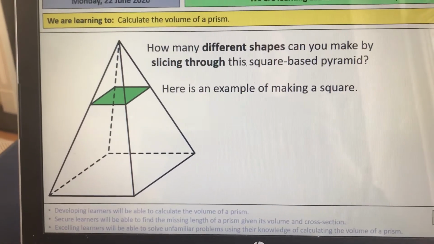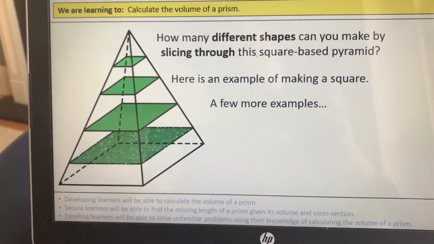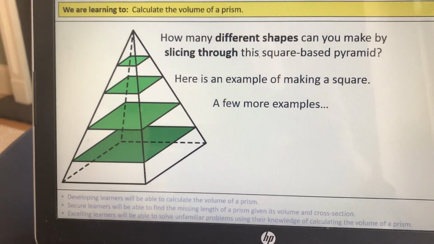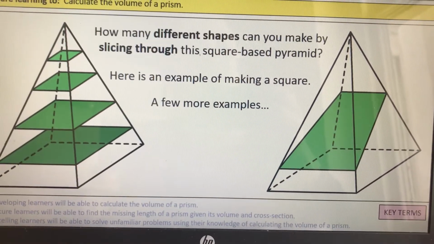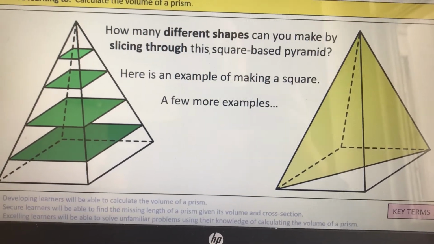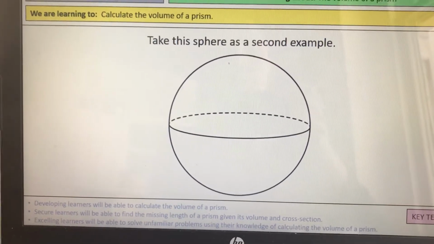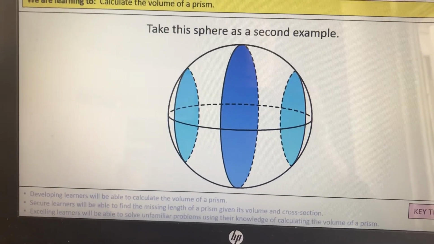Have a go at thinking about what other shapes you could make by slicing it. You could make more squares, but what else could you make? You might have realised that you could slice it and make a trapezium, or you might have noticed that you could make a triangle. You could do the same thing to a sphere. You could slice it in lots of different places and make circles.